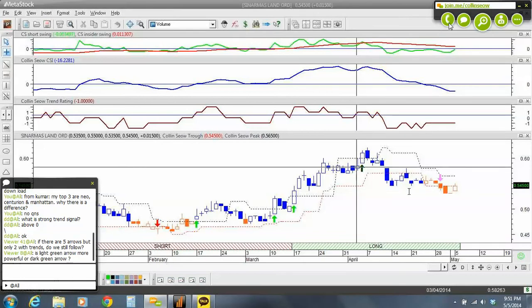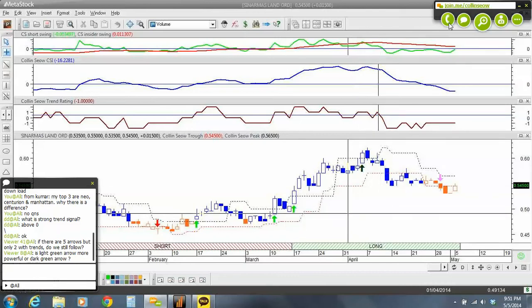If there's 5 arrows but only 2 with trend rating, correct? Take note: let's say we have 5 arrows but only 2 with trend rating. You only count those with trend rating. You follow? So it's still considered the second arrow.